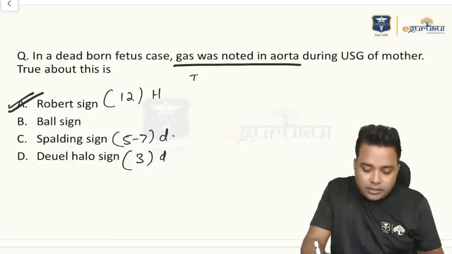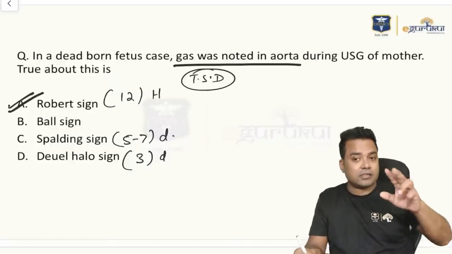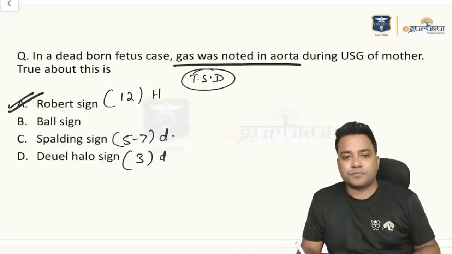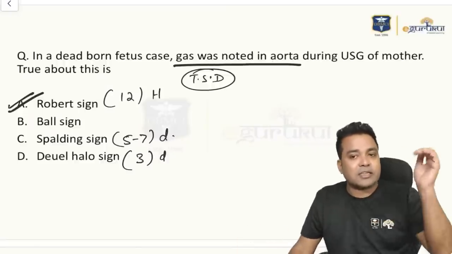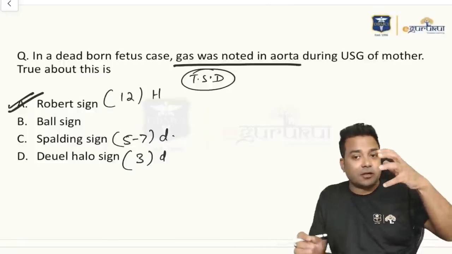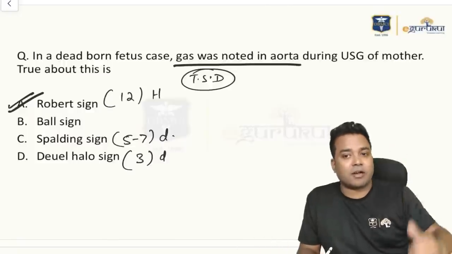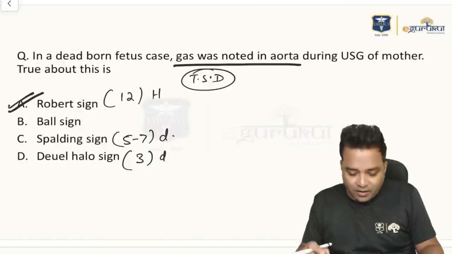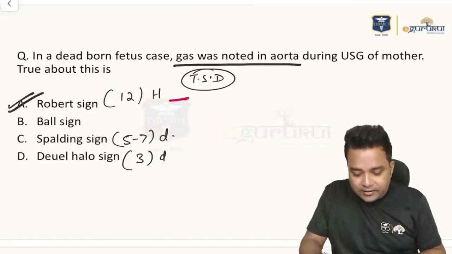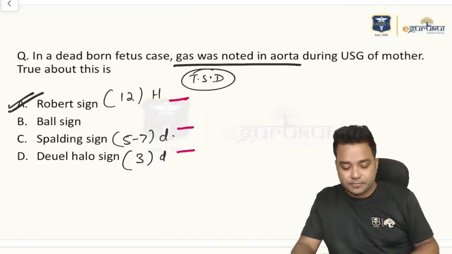So yes, we are estimating time since death also. They are medicolegal signs, that is why they are asked and important. Ball sign does not have as much medicolegal importance, so it is not in questions, because the authenticity of ball sign for time since death is not reliable. Roughly the literature says 2 to 3 days. But the others are authentic medicolegal signs.